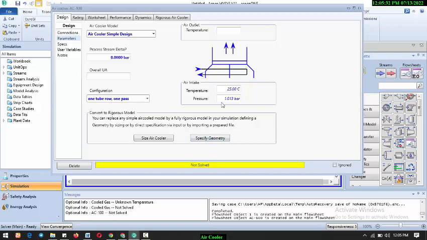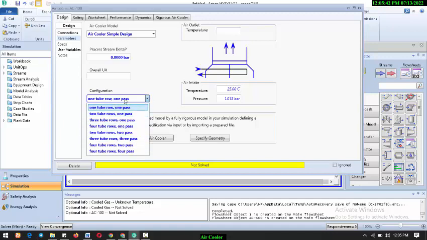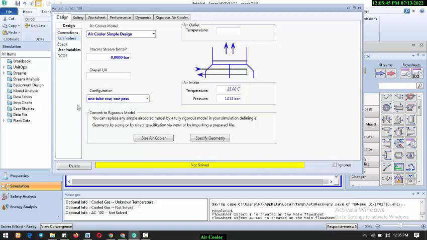Now, there's something I want to show you. The configuration: you can choose the configuration you want. One tube row, one pass, or we have different configurations depending on your design. You can just select any of the configurations, but for this, we're using one tube row and one pass. Again, you can see the air intake. The temperature is 25 degrees Celsius. The pressure is 1.013 bar, that's about 1 atmosphere. The temperature of the air intake will be dependent on where you are, the ambient temperature around the vicinity where you're carrying out this operation in reality.